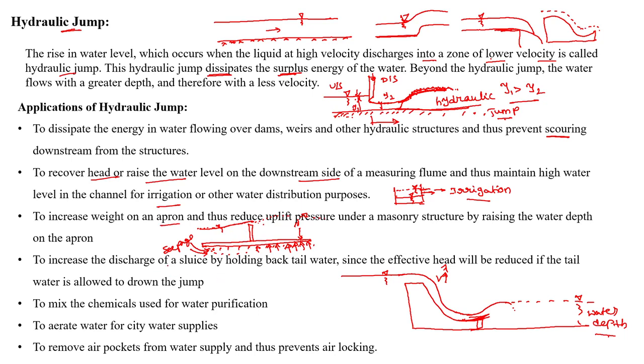Another application is to mix the chemicals used for water purification. When this jump happens, there will be a lot of turbulence in this jump. So this will be effectively used to mix the chemicals for water purification. As well as in this process, we can even aerate the water for city water supplies, and we can remove the air pockets for the water supply. So these are a few applications of the hydraulic jump.